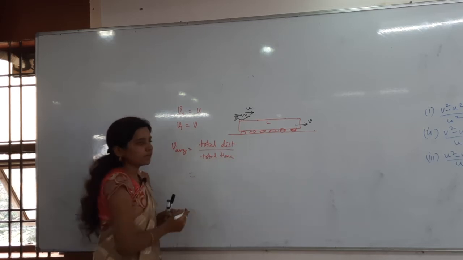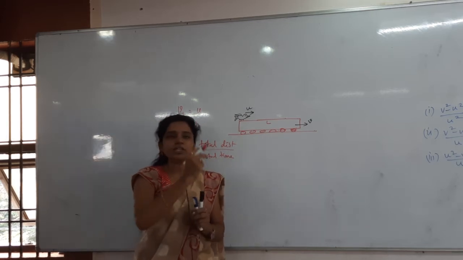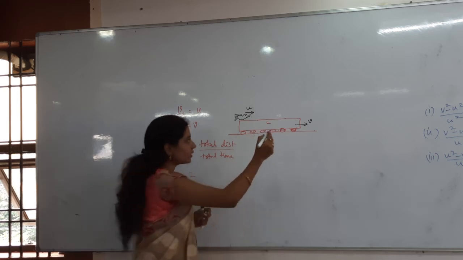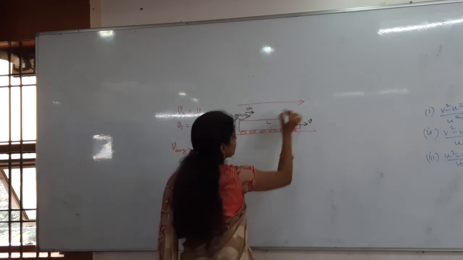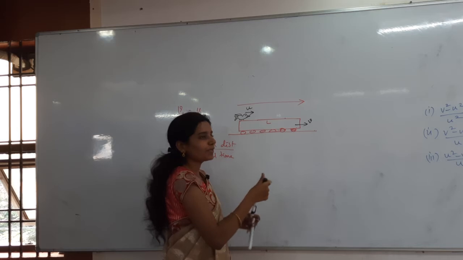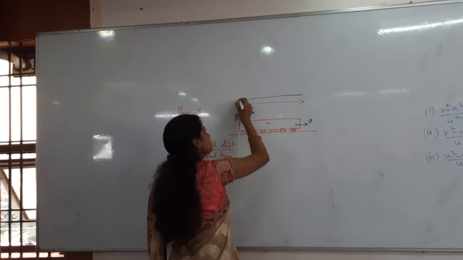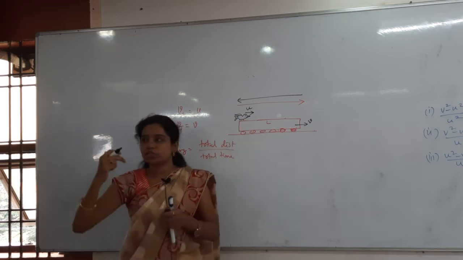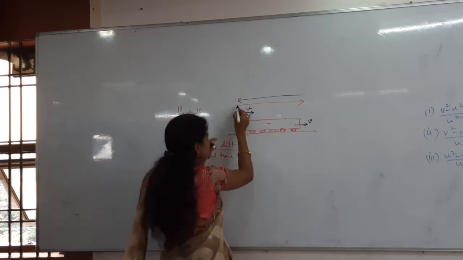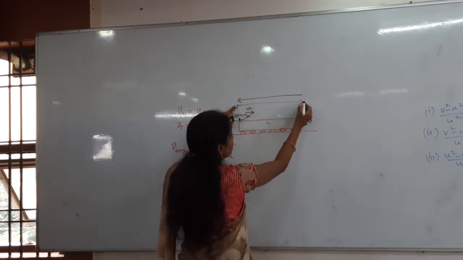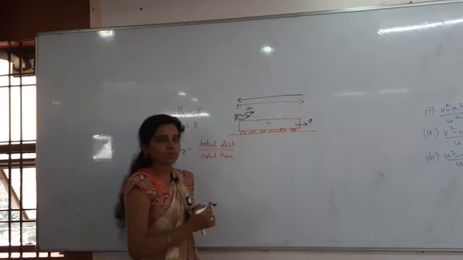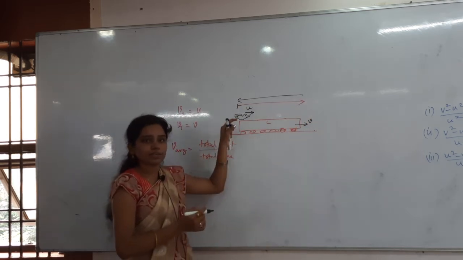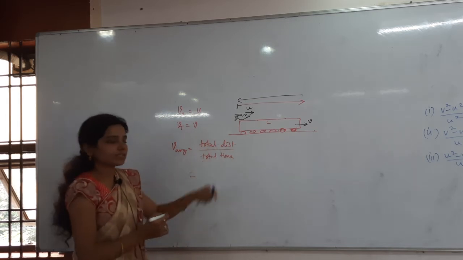Total distance. What they are saying? It is moving to and fro. To nothing but one direction like this. Fro nothing but again it is coming to the same position, like a simple pendulum. What will a simple pendulum do? To and fro motion only, na? So here it is going one time forward and then coming backward. So total distance, how much distance?